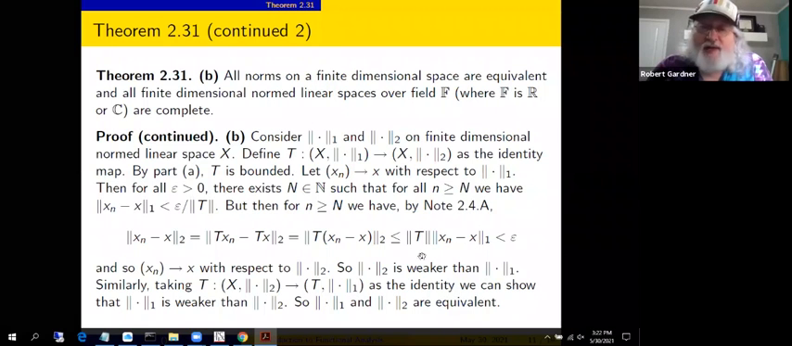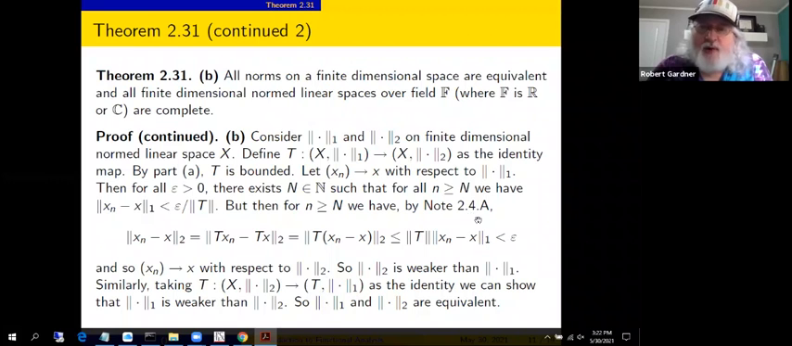Note 2.4.a implies exactly this, though I don't think it says it with quite the enthusiasm that we do here. We can tell we've definitely got three norms. Here's the norm in that space, X with the two norm. Here's the norm in that space, X with the one norm, and there's the operator norm. So definitely three different norms there.